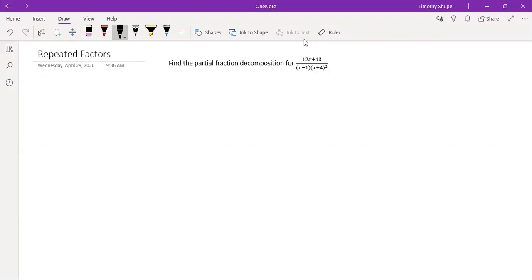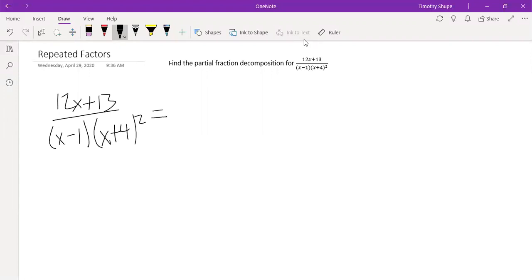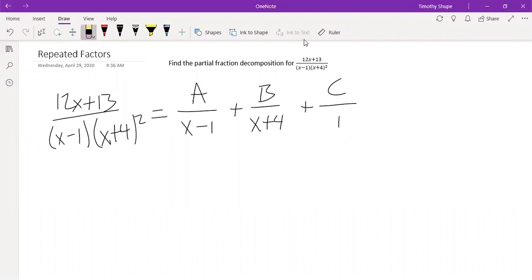So I can say that I've got 12x plus 13 divided by the original denominator, x minus 1, multiplied by x plus 4 being squared, equals the first fraction. I'm going to write A over x minus 1, because that's our first factor. Second, I'm going to have B over x plus 4 without an exponent. And then third, I've got C over x plus 4 being raised to the second.